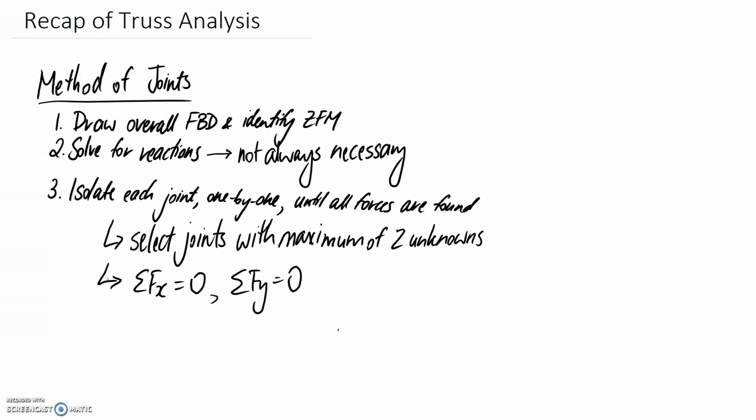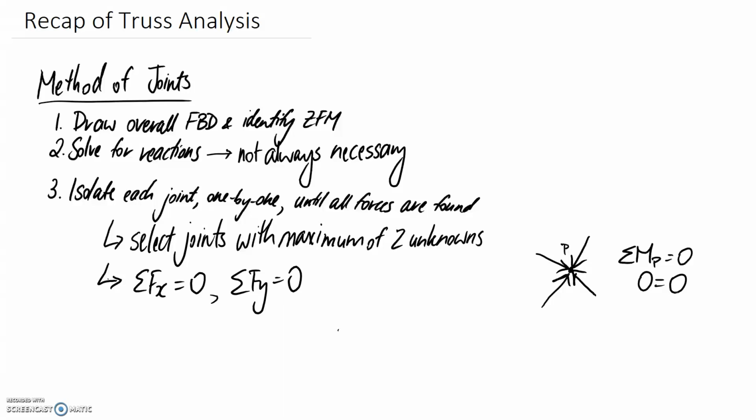The reason that you can't use sum of moments to be 0 is, although it's true, if you separate a joint and have a bunch of forces acting on that joint, they're all going to be acting through your point of interest. So when you sum your moments about this point, let's call it P, to be equal to 0, since everything is acting through it, they're not going to create a moment and you're going to get 0 equals 0. So it's not very useful to you.